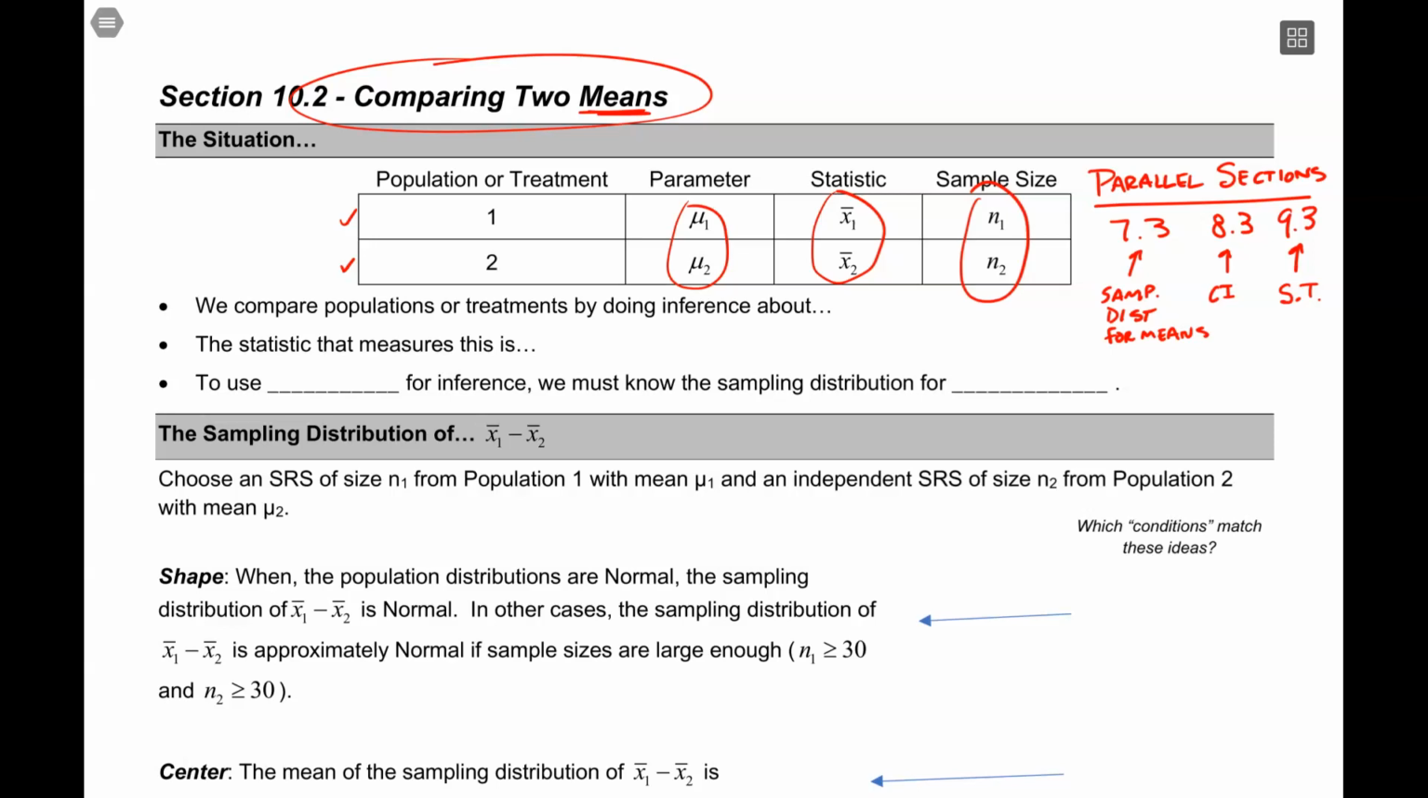Okay, in this section we're going to be comparing populations or treatments by doing inference about mu1 minus mu2. The statistic that we use to measure this is going to be x bar 1 minus x bar 2. And to use that for inference, we must know about the sampling distribution for x bar 1 minus x bar 2. So on this first page, we're going to spend our time talking about the sampling distribution of this statistic. And then, much like we did in 10.1, the first 2 pages are going to be mostly theory and background, and then we'll get into some examples.